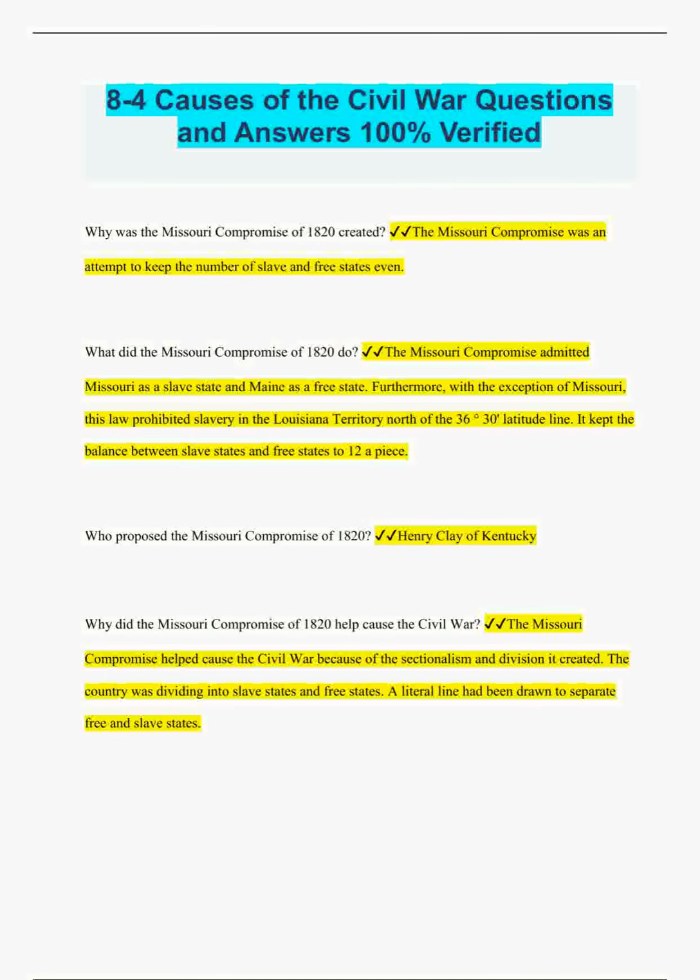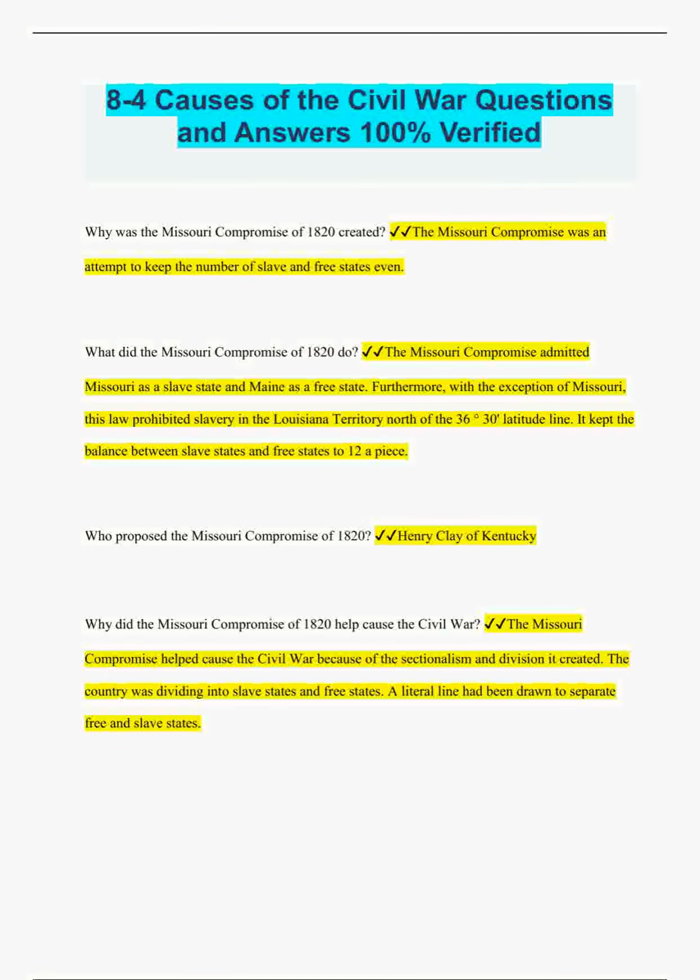The Missouri Compromise was an attempt to keep the number of slave and free states even. What did the Missouri Compromise of 1820 do? The Missouri Compromise admitted Missouri as a slave state and Maine as a free state. Furthermore, with the exception of Missouri, this law prohibited slavery in the Louisiana Territory north of the 36°30' latitude line. It kept the balance between slave states and free states to 12 apiece.